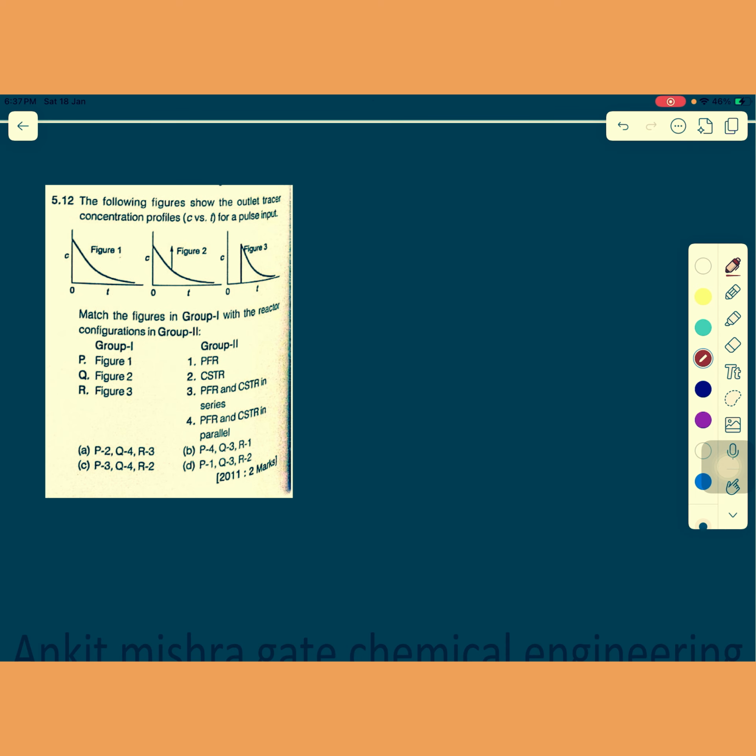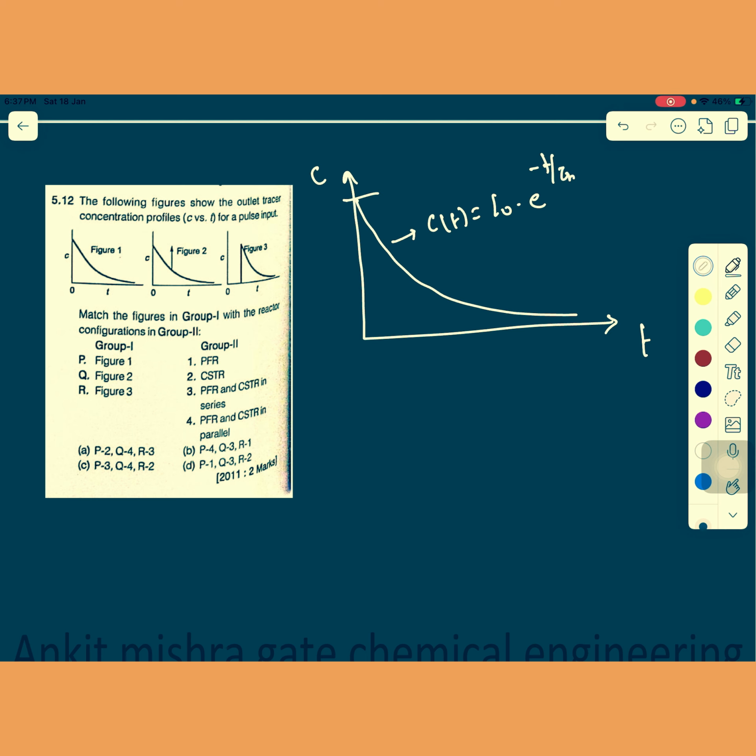So these three curves, figure 1, figure 2, figure 3 have been given to you, and you have to match the column. Pulse tracer input is given to you. Whenever we see this concentration versus time curve and it is like that, this curve shows that Ct equals C naught into e to the power minus t by tau m, and this is for CSTR, for pulse input.